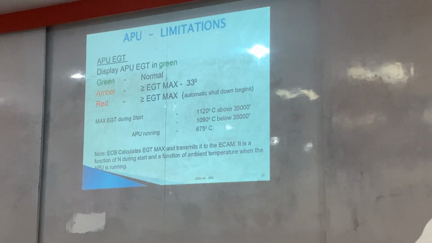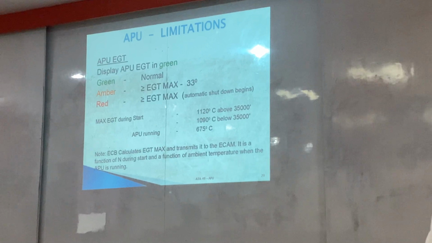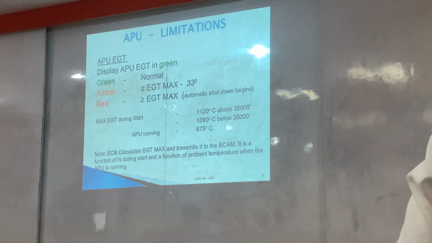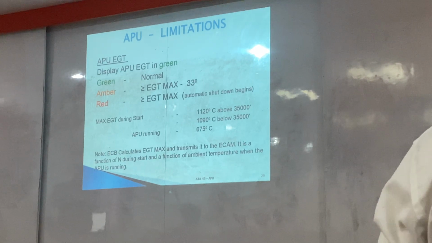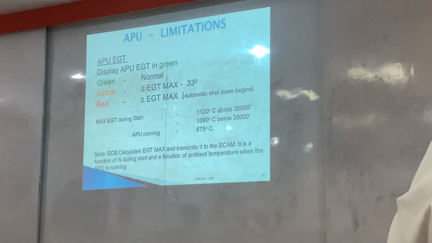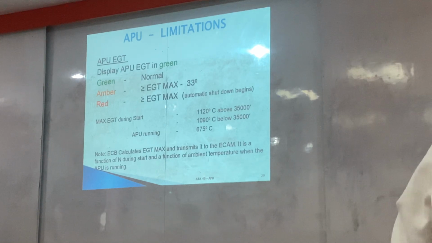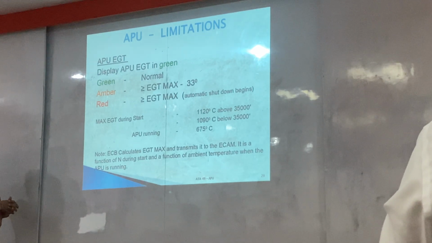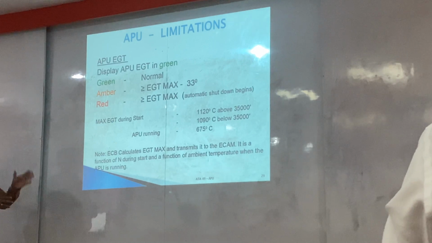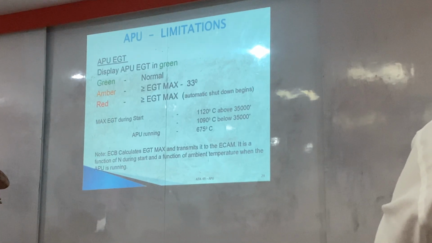APU limitations. APU EGT is displayed in green for normal. It is displayed in amber if the EGT is greater than or equal to EGT max minus 33 degrees centigrade. If it is in red, it is greater than or equal to EGT max, and automatic shutdown begins.